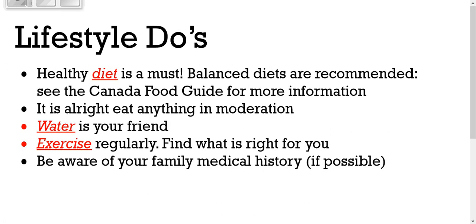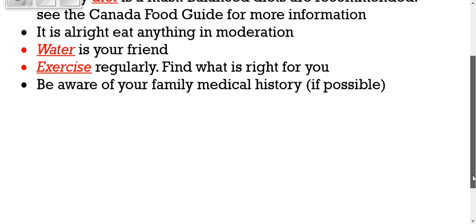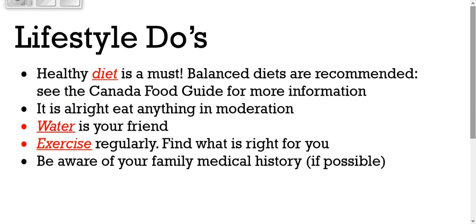So lifestyle do's and don'ts to keep your cardiovascular system healthy. Healthy diet's a must. Balanced diets are recommended. So see Canada's Food Guide, which we talked about at the end of nutrition. Water's your friend. Exercise regularly. Find what's right for you. And be aware of your family medical history if possible. So if you know that you're prone to high blood pressure, things like that, you want to make sure that you limit your salt intake and drink lots of water and eat healthy and exercise regularly.